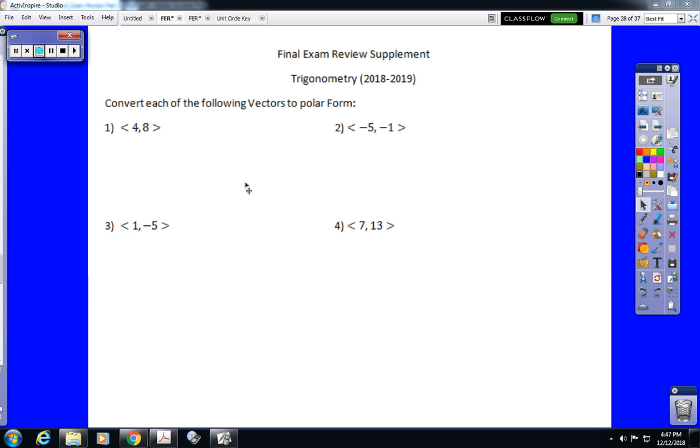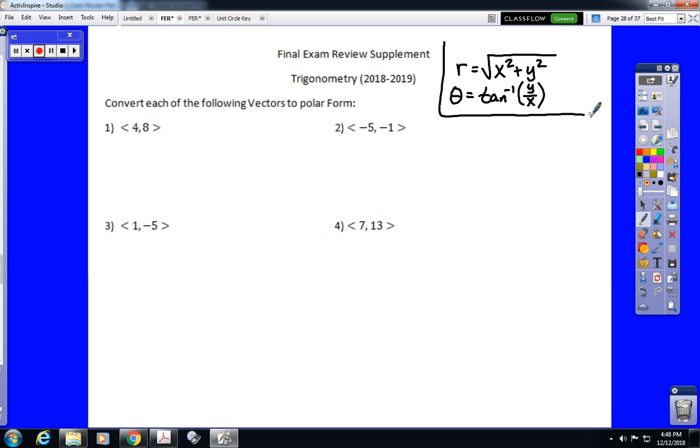For the first section, it says convert each of the following vectors to polar form. What they're giving you is an x and a y, and they're expecting you to use the equations: r equals the square root of x squared plus y squared to find the magnitude, and theta equals the inverse tangent of y over x to find the direction. These will be found on your reference sheet the day of the final.